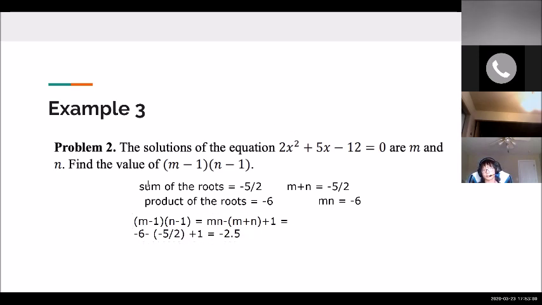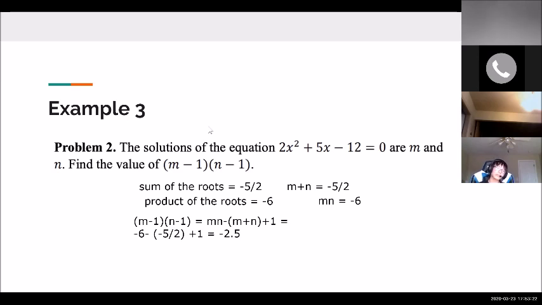And as you can see, this is why Vieta's formulas are so helpful, because you might think, oh shoot, I have to use the quadratic formula to calculate m and n. But no, that's not true. You can just use Vieta's formulas to simply calculate m plus n and mn, so you can find m minus 1 times n minus 1. Now, the last example. Let's move on.